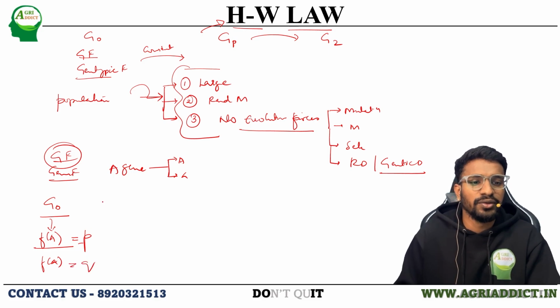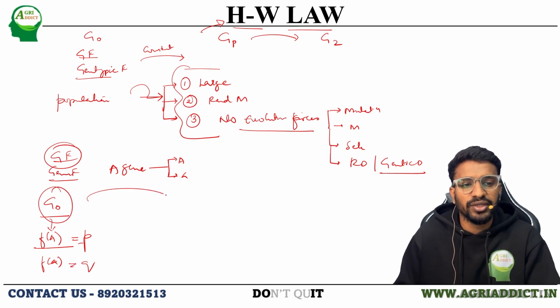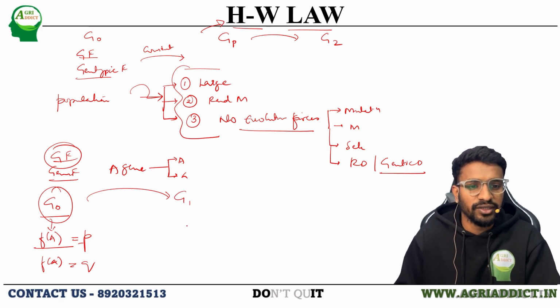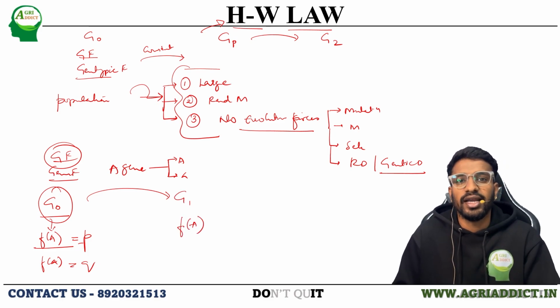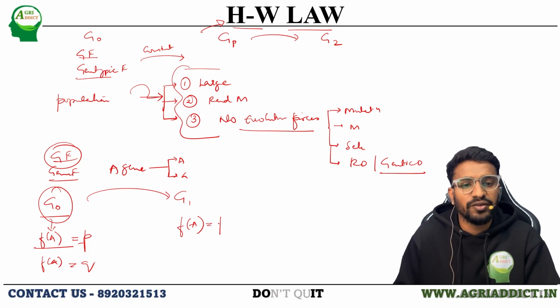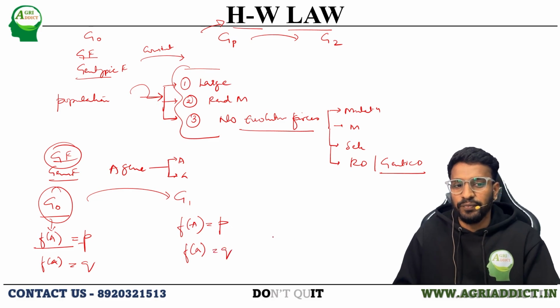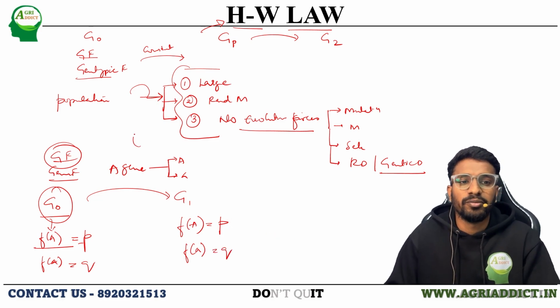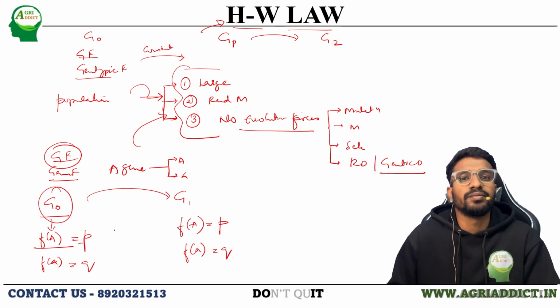Whenever this population goes to the next generation, that is G1, and we again calculate the allelic frequency, capital A will always be equal to p, and small a will always be equal to q, when a population obeys these rules or satisfies these conditions. At that time the allelic frequency will remain constant from generation to generation. That is what you're seeing here.